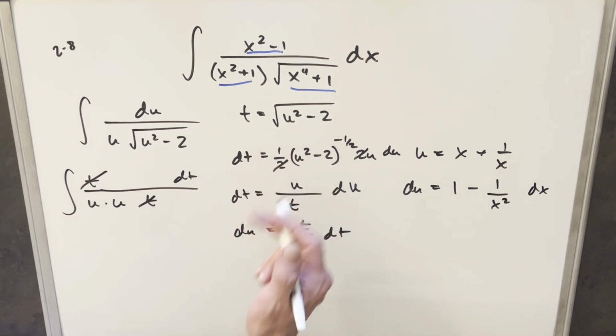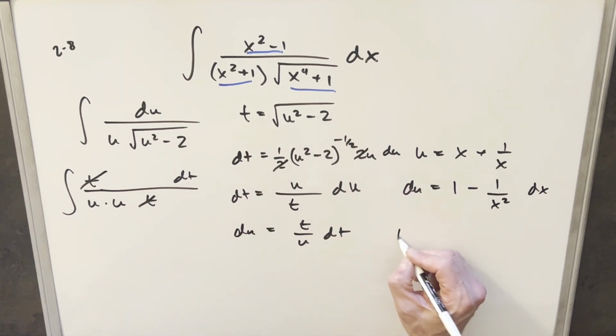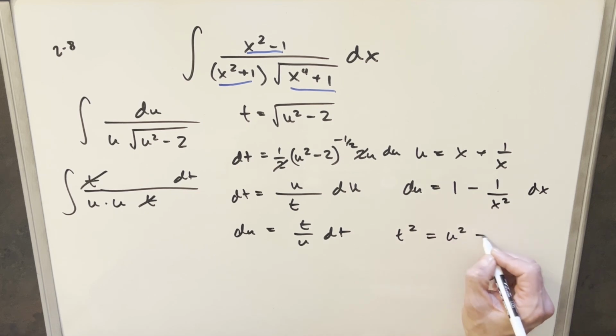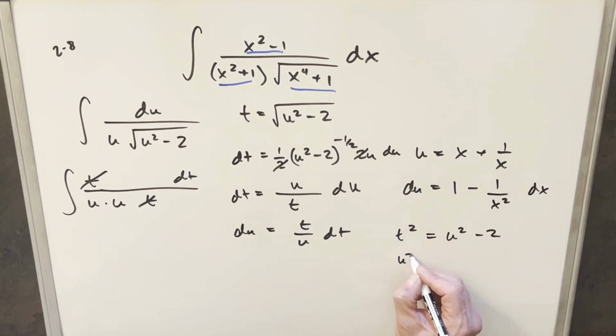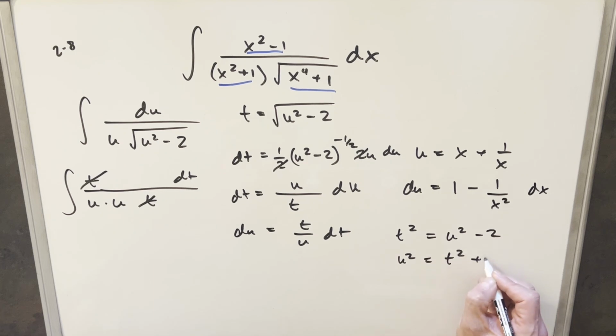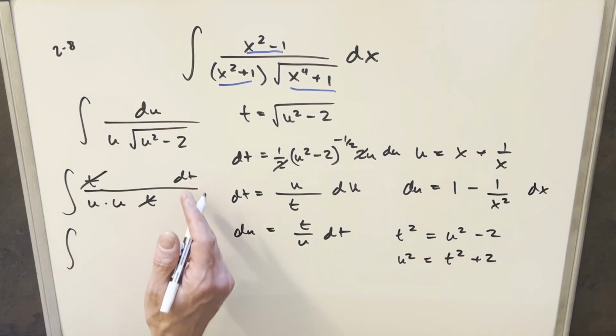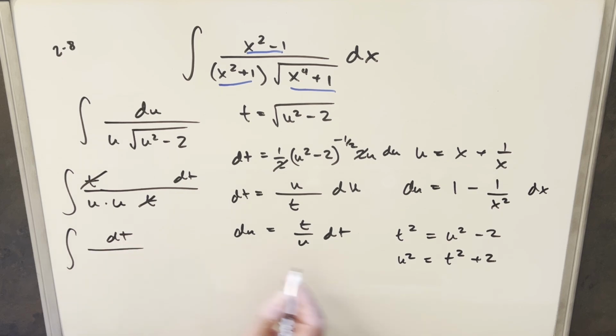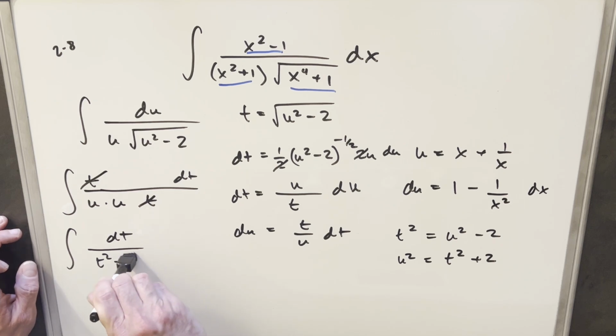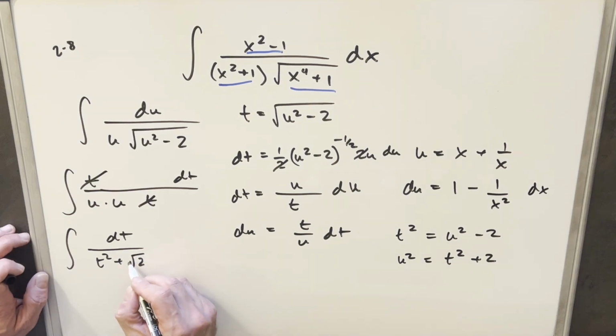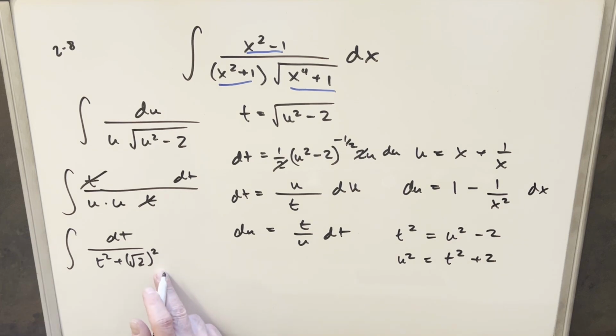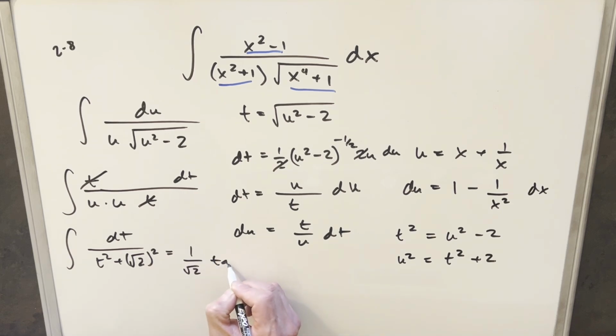But now to get a u squared value, that's pretty easy. If I square both sides, we end up with t squared equals u squared minus 2. Adding 2 on both sides, we get u squared equal to t squared plus 2. Now to get it all into one variable, we have our dt here, and for our u squared value, we have t squared plus 2. I can rewrite this 2 as square root of 2 squared, so we can use our arctan formula. Solving in terms of t, we have 1 over square root of 2, arctan of t over square root of 2.